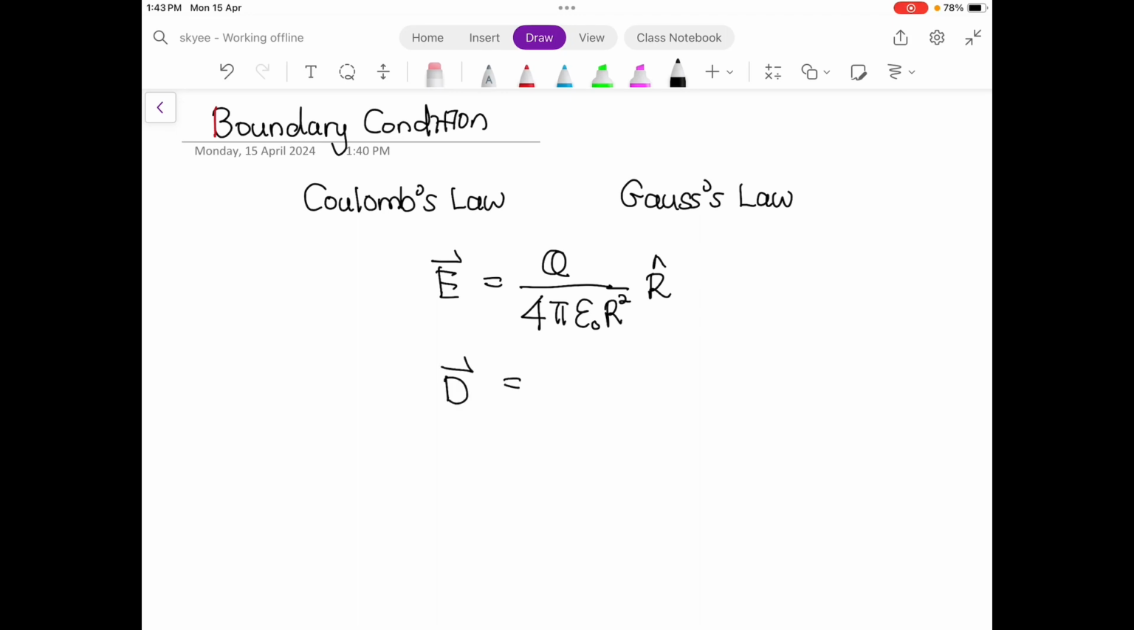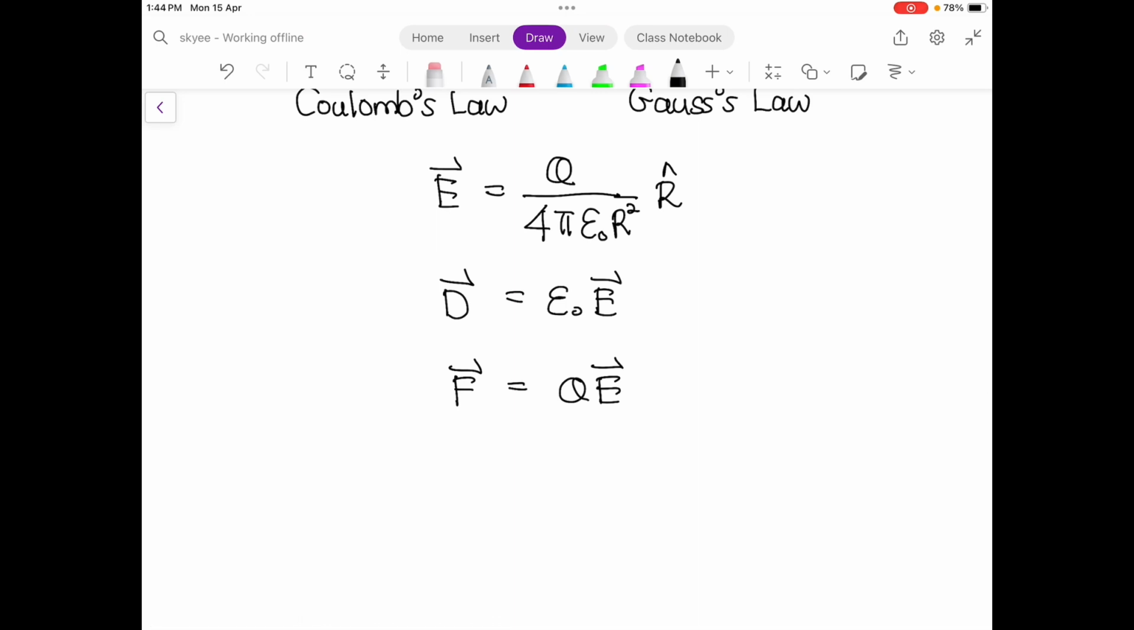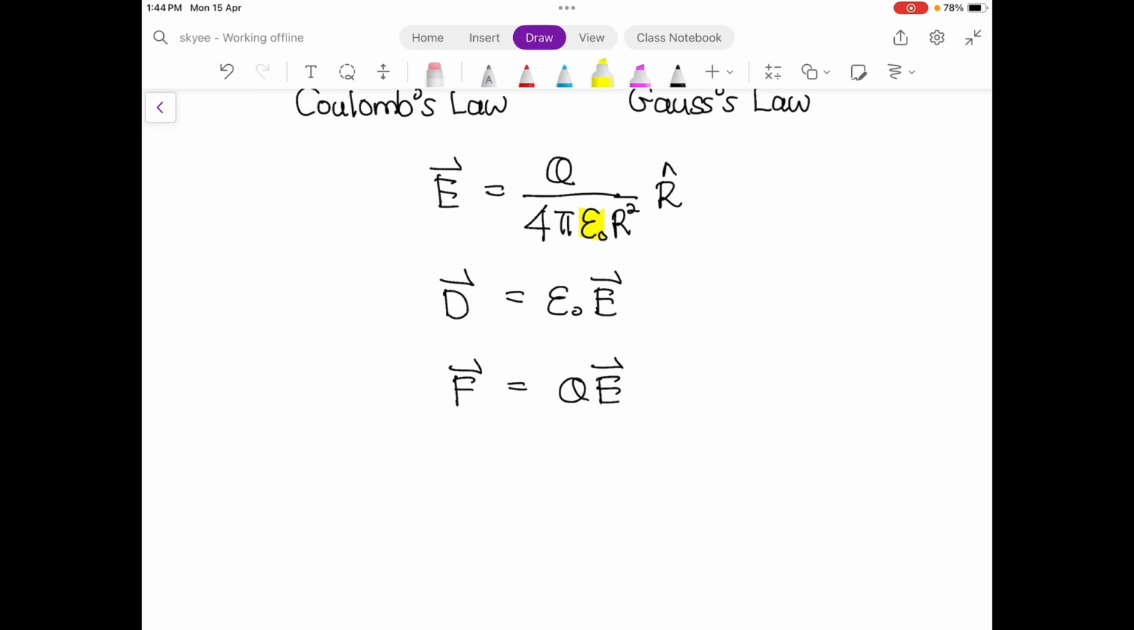Because the D is equal to epsilon naught multiplied with the electric field. And from the electric field also, we're able to find the force, right? Because the Q can multiply with the electric field in order to get the force. And if you observe all the formulations here, we have special parameters that you can define by using the calculator. That is the epsilon naught.